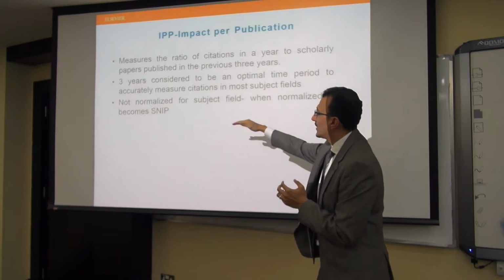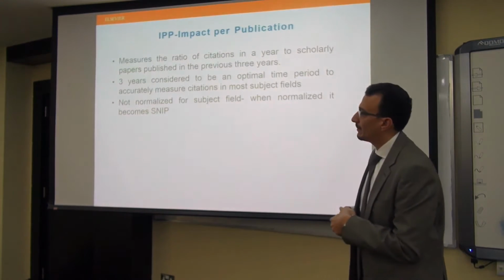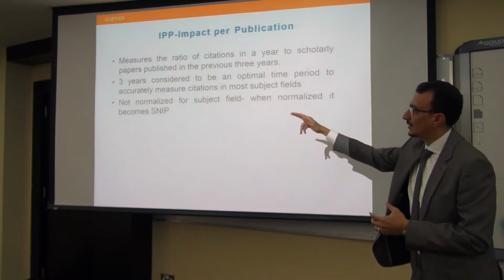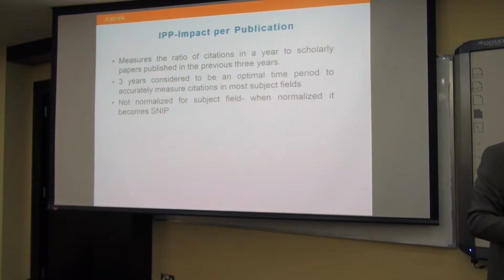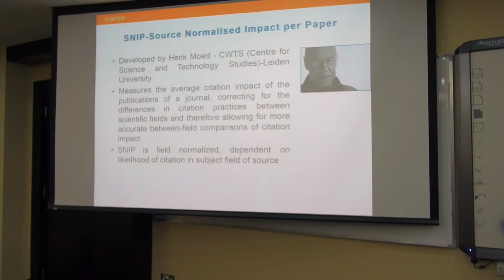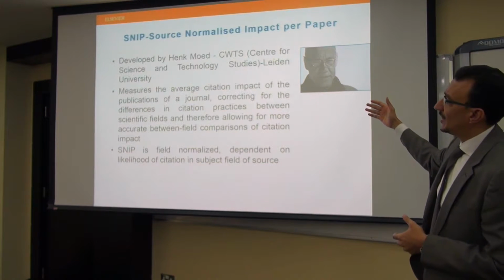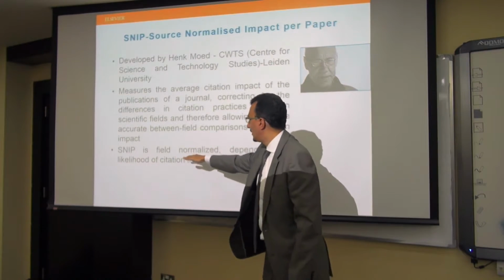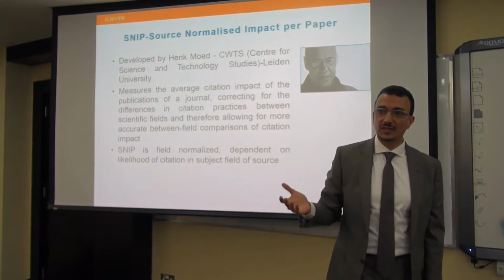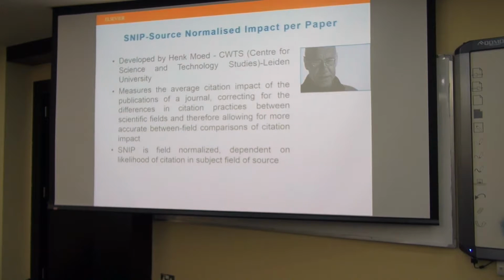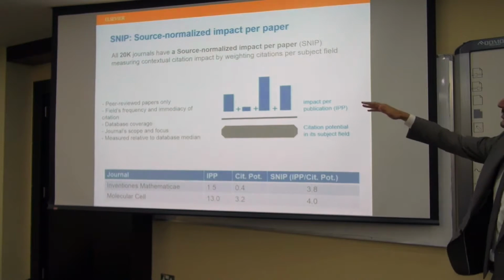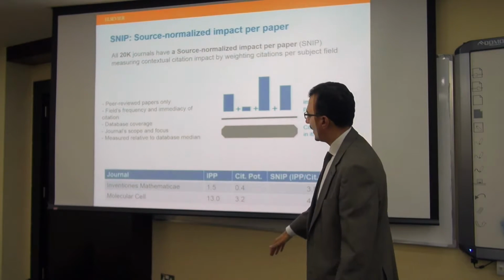IPP is not normalized for the subject, so it is just a number for any subject. If it is normalized, then it becomes SNIP, the second metric. And SNIP is exactly like IPP, but it is normalized. So this will help us to compare between different journals in different fields. And I'll give you an example. This is how IPP and SNIP differ.